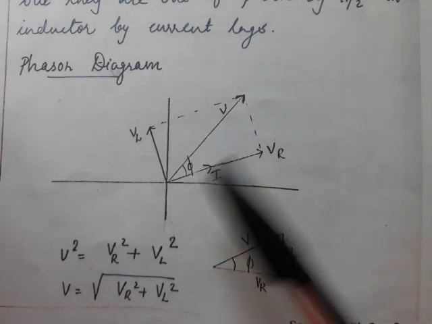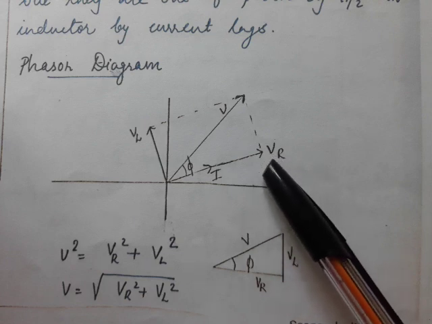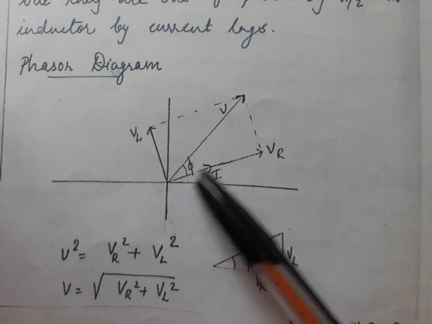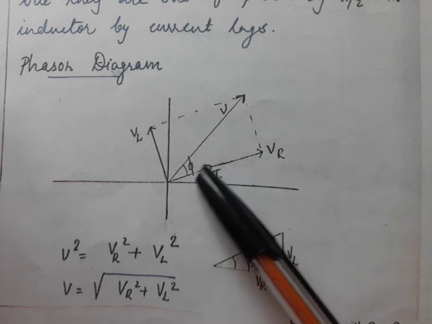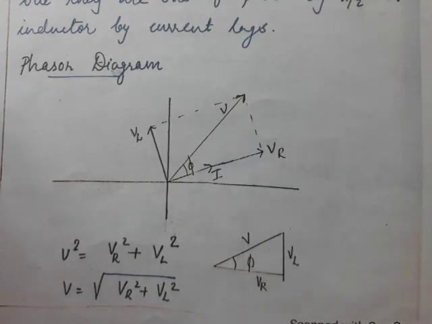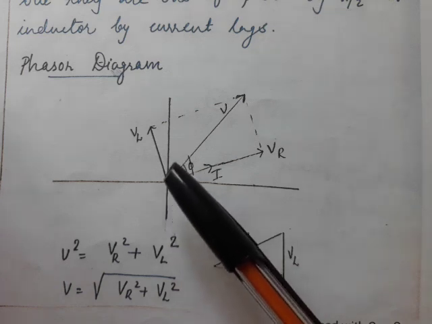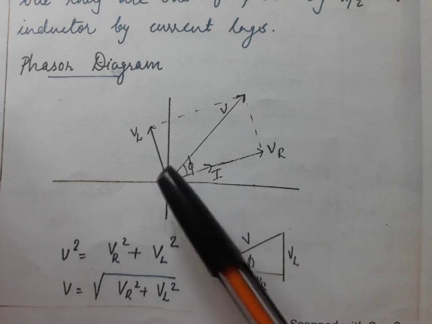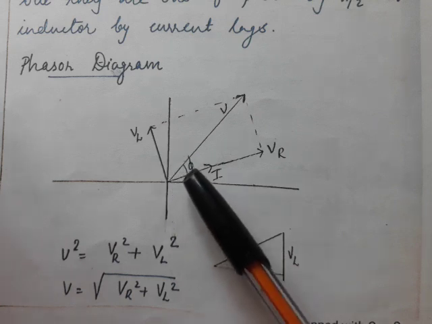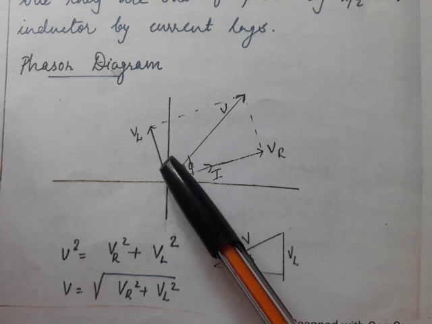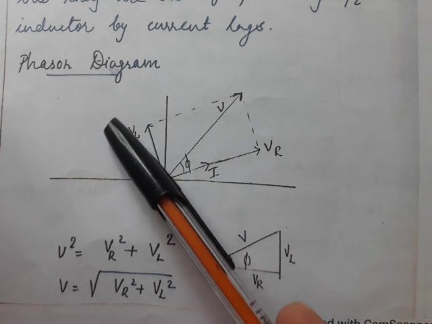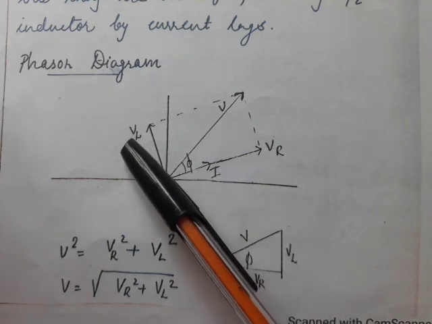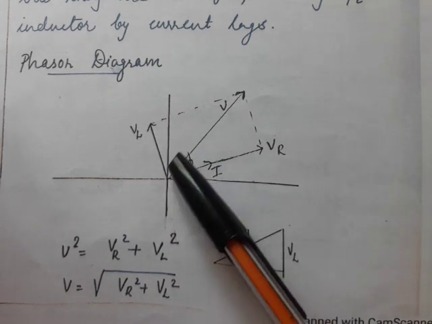We first show the voltage across the resistor, that is VR, and the current. They are in the same phase, so they should be on the same line, VR and I. Now, in the case of the inductor, the current lags, which means the voltage is leading by 90 degrees, pi by 2. So from here, 90 degrees, the voltage across the inductor should be marked, VL. So the current should lag behind VL by 90 degrees.